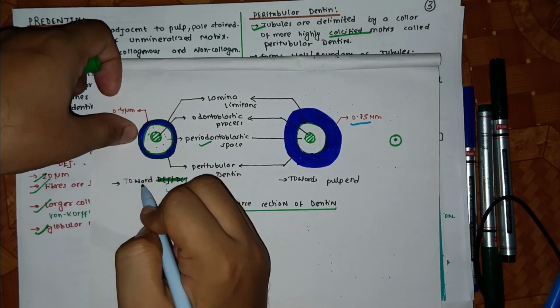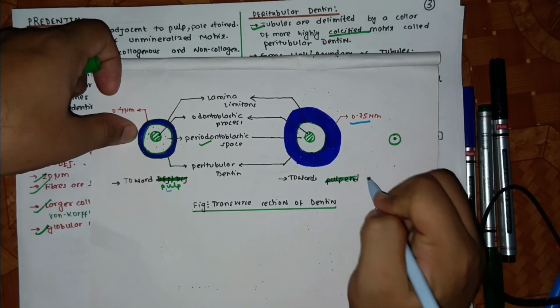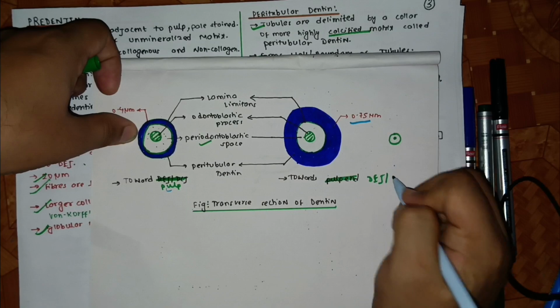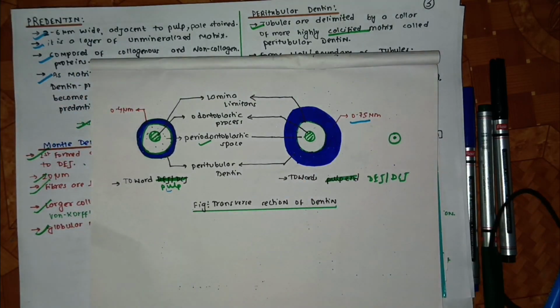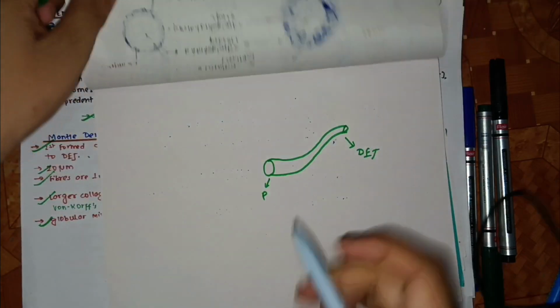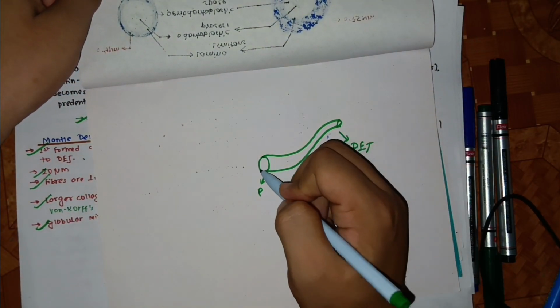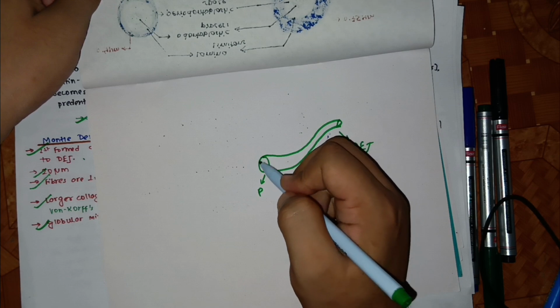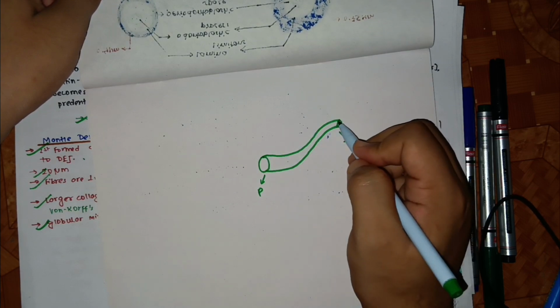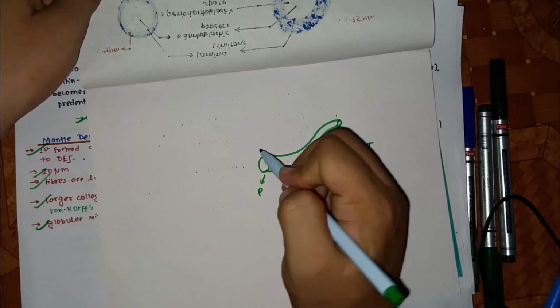It should be towards the pulp. It is just opposite; I have just made it opposite. So it is the dentinoenamel junction or dentinocemental junction. Just think this: the dentinal tubule is larger towards the pulpal end, but it is smaller towards the dentinoenamel junction. This is the outer dentin and this is the inner dentin.